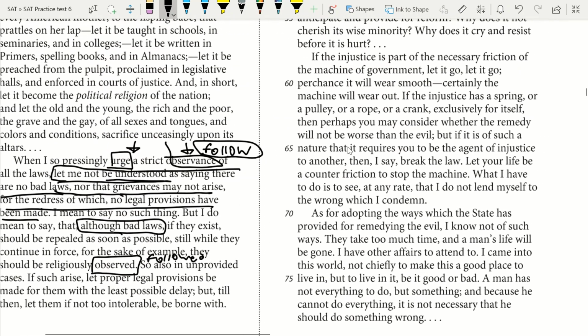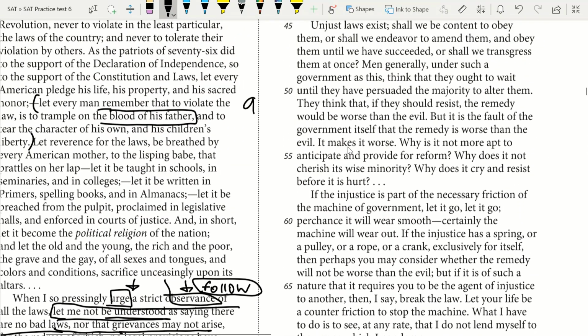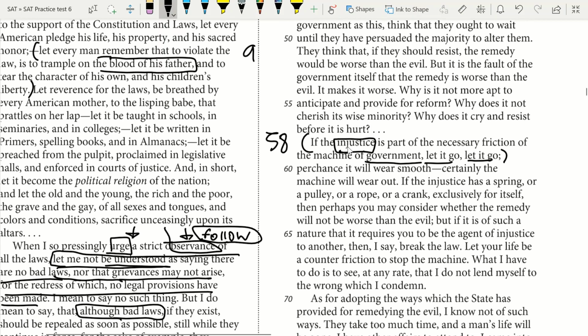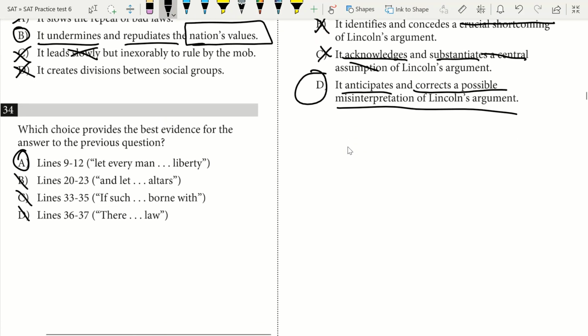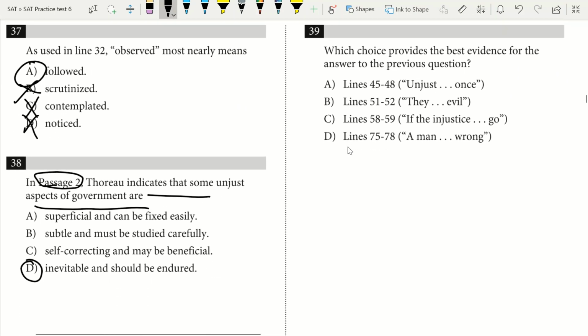That's going to be where we talk about how injustice is a necessary friction of the machine of government, right? This is it right here, in lines 58 to 60, or 59. If the injustice is part of the necessary friction of government, so if injustice is basically part of government, it's always going to be there, then let it go. Okay, so some parts of this injustice need to just be let go because it's just part of government. Government can't always be just. So that's 58 to 59. That's what I'm looking for as evidence there.